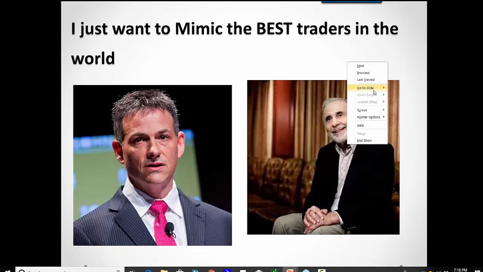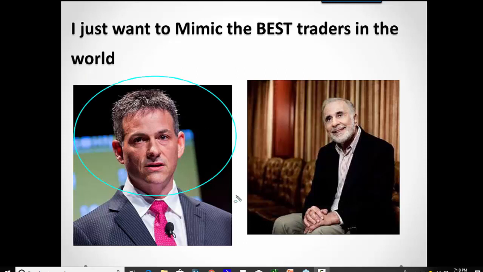So, these are the hedge fund managers. This is David Einhorn on the left. Has David Einhorn had poor trades? Absolutely. Has Carl Icahn had poor trades? Absolutely. But these are the best hedge fund managers in the world. I'm watching their trades throughout the course of the day, and I'm reacting to them.